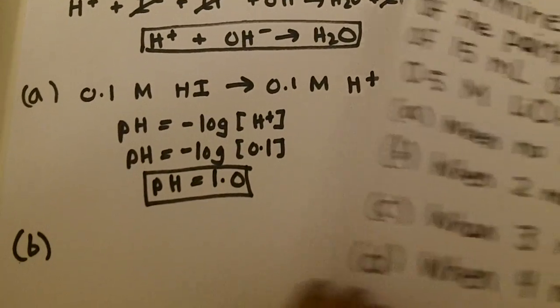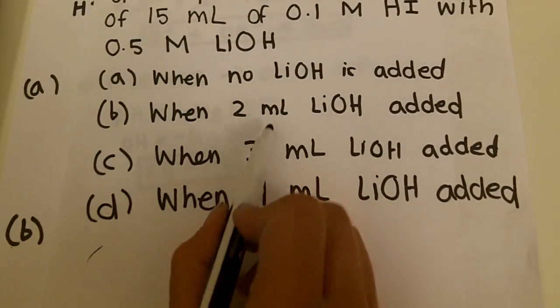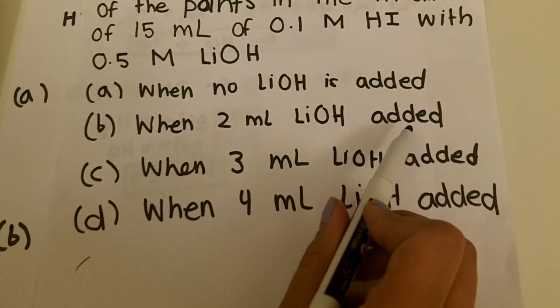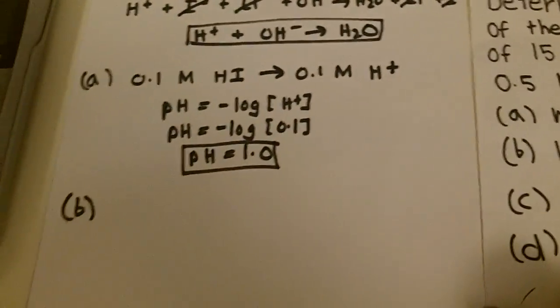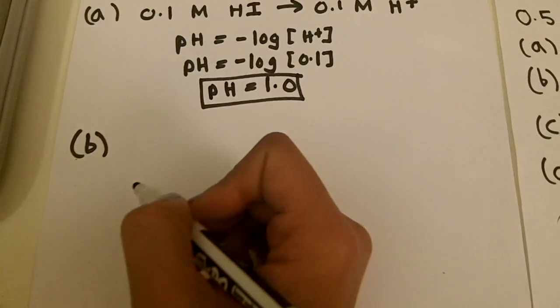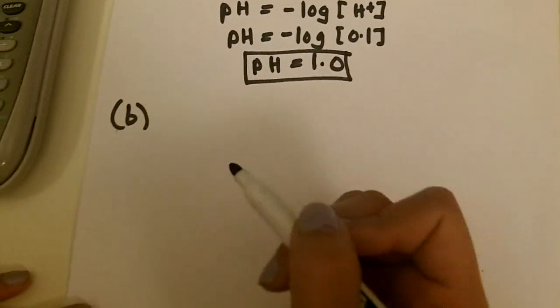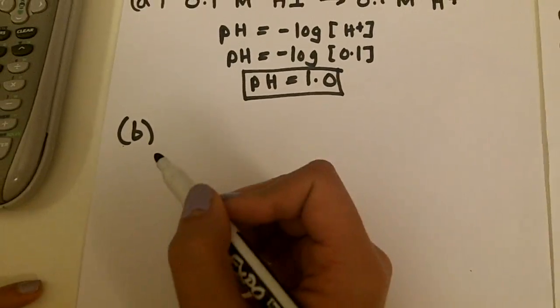So that was fairly easy. For the next one, however, it gets a little more complicated. It says when 2 milliliters of lithium hydroxide is added. When it comes to these kinds of problems, I like to use millimoles, because it's a little easier than converting everything and keeps the numbers simpler.